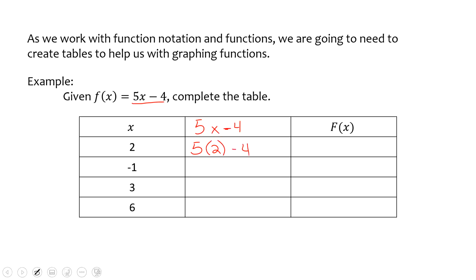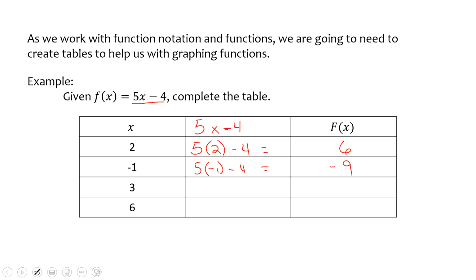So I got 5 times 2 minus 4. That's going to equal, when you do that out, you find your value, and you plug that value in the last column of your table. Next one, again, just simply 5 times negative 1 minus 4 equals 5 times negative 1 is negative 5, minus 4 becomes negative 9.